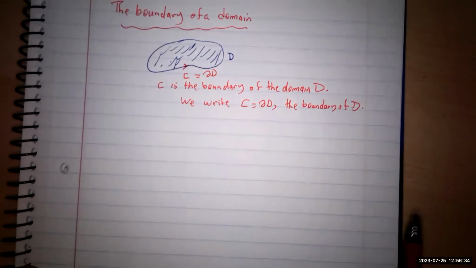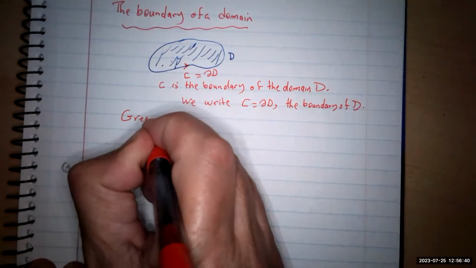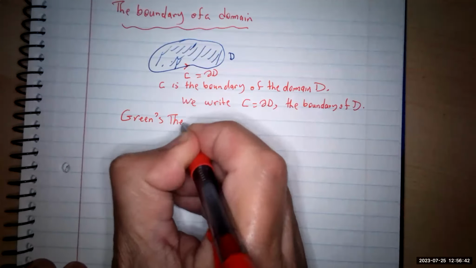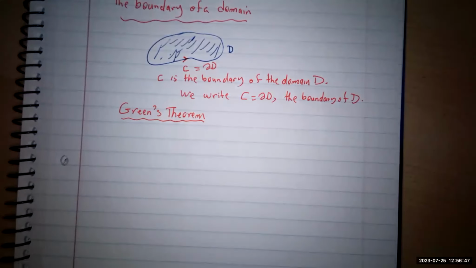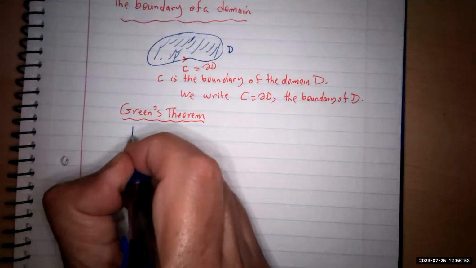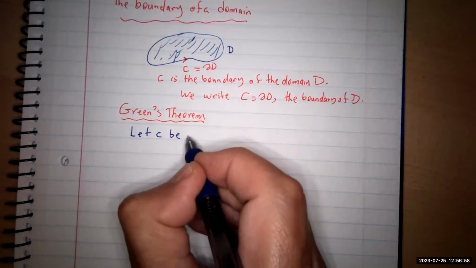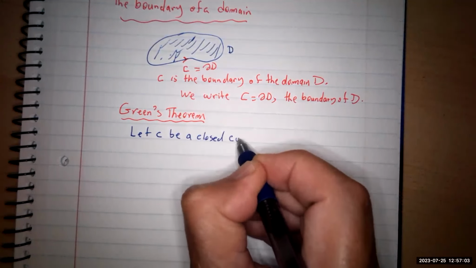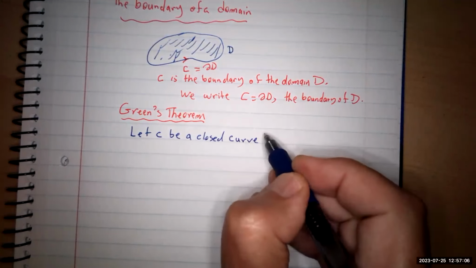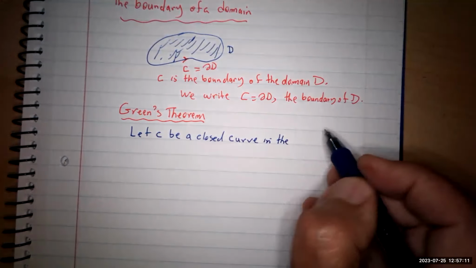What does it mean? This is the great Green's theorem, and you will see the application, such an easy one. So, what is Green's theorem? Let C be a closed curve, it must be a closed curve, remember, in the plane, two-dimensional only. Three-dimensional would be Stokes' theorem.